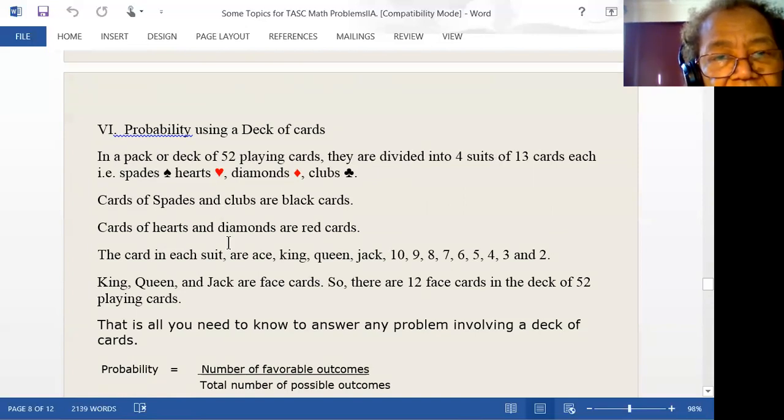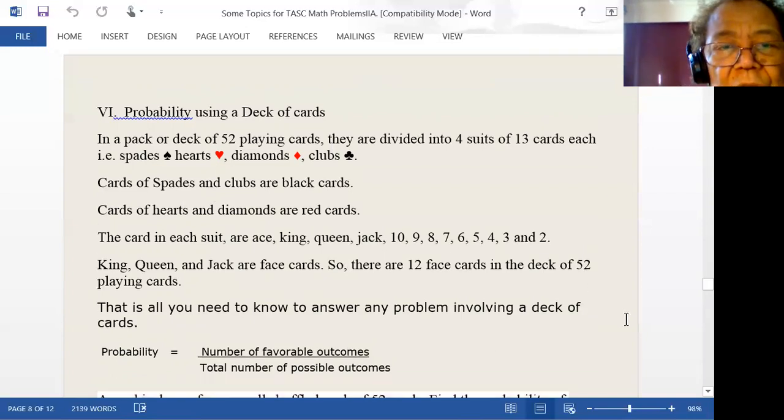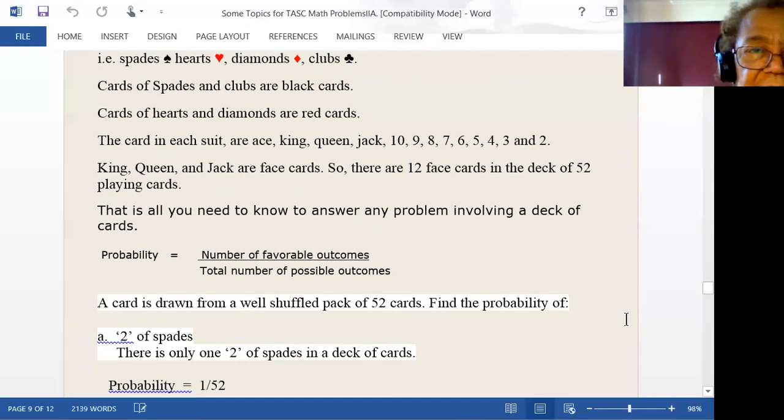In each suit, we have an ace, king, queen, jack, and then we have the numbers 10 through 2. Now, king, queen, and jack are called face cards. So with 4 suits, 3 face cards per suit, 4 times 3 is 12. So there are 12 face cards in the deck of 52 cards. So that's basically all you need to know to answer any probability problem involving a deck of cards. Now, just to review, probability is the number of favorable outcomes over the total number of possible outcomes.